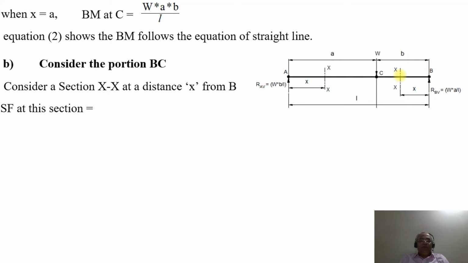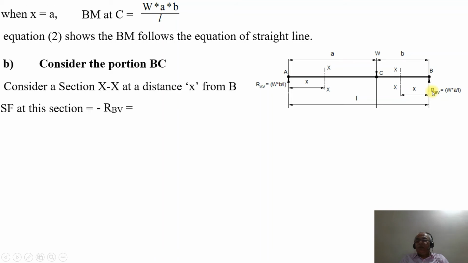So SF at this section will be equal to minus RBV, because a section force towards the right side acting upwards is negative. Section force towards the left side acting upwards is positive. So that is the convention we follow. From that convention, a force on the right side acting upwards is negative.